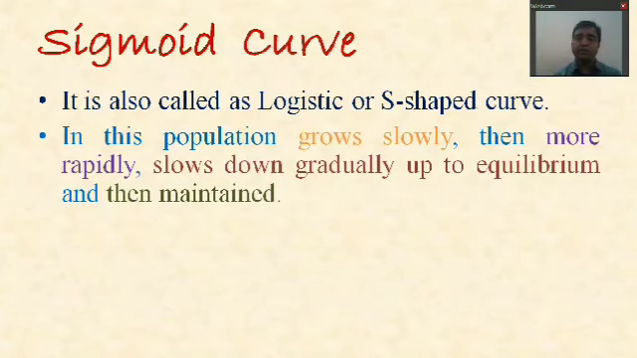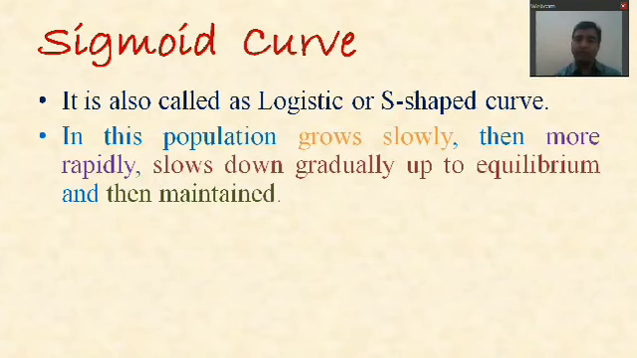In this curve, there are certain phases. Firstly, the population grows slowly as that particular animal is released into a new habitat. Then the growth rate is high, and it grows more rapidly. Then the growth rate of the population slows down gradually up to the point of equilibrium. That point of equilibrium is also called the carrying capacity of the habitat.